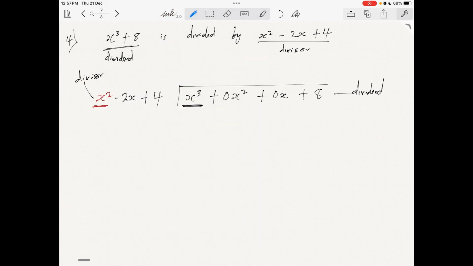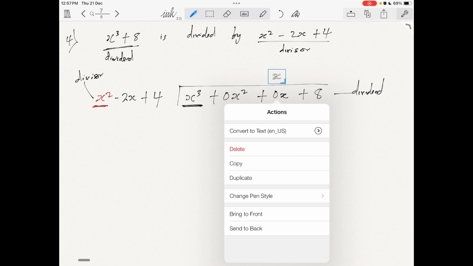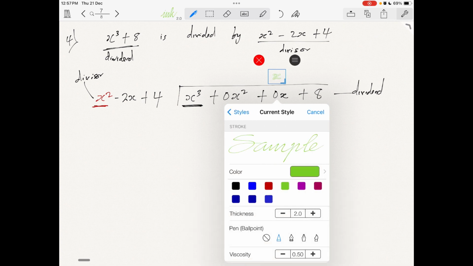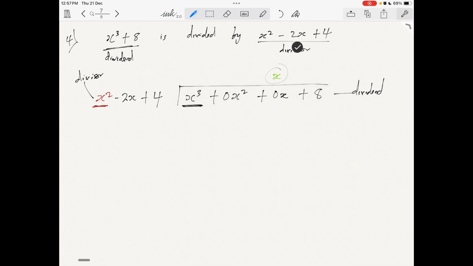Alright, so when we say x cubed divided by x squared, we allow it to be x. Okay, so when we have x, let's change it as usual to our column, and then we multiply the whole of x with the whole of the divisor. So in that case, we have x multiplied by x squared, and that will give us x raised to power 3, and x again multiplied by minus 2x, that will give me minus 2x squared, and x again multiplied by 4, and that will give me what? Plus 4x.